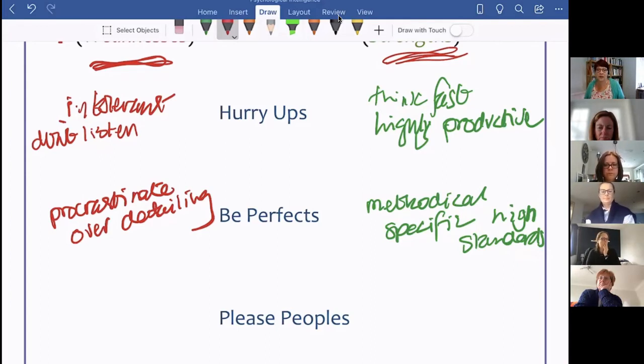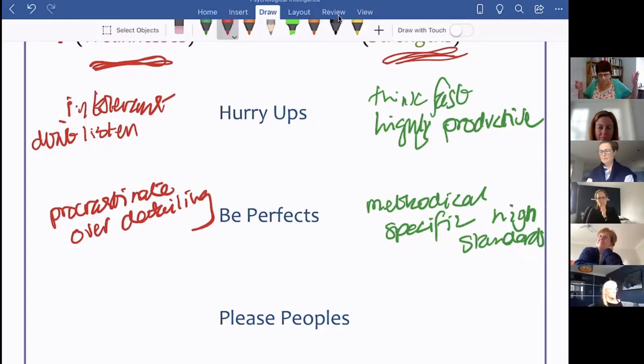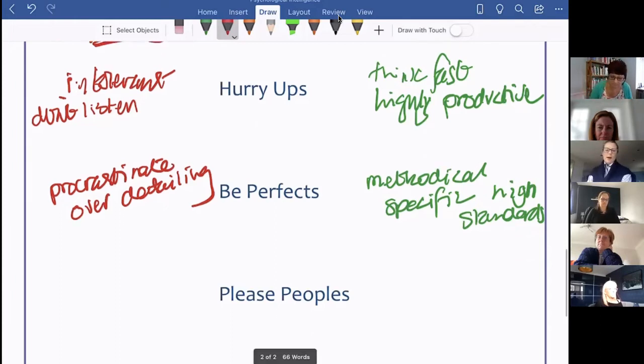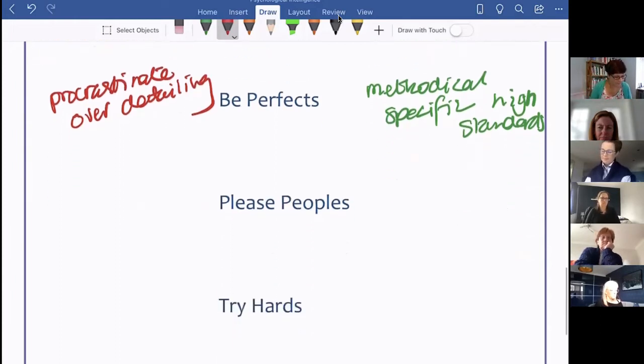I am very old, and I always think about a film called Bridge on the River Kwai, which probably a couple of people are going to know what I'm talking about. Alec Guinness in Burma creates this beautiful bridge really perfectly, and then realizes that all he's done is created a problem for himself and his comrades. So yeah, not so good. Be Perfects need to give themselves permission to just be human. Humans make mistakes, it's okay.